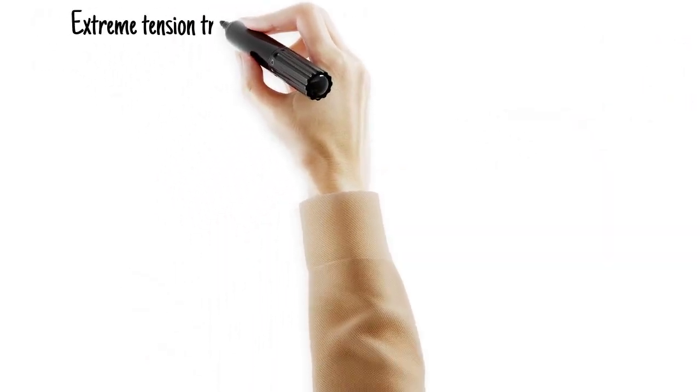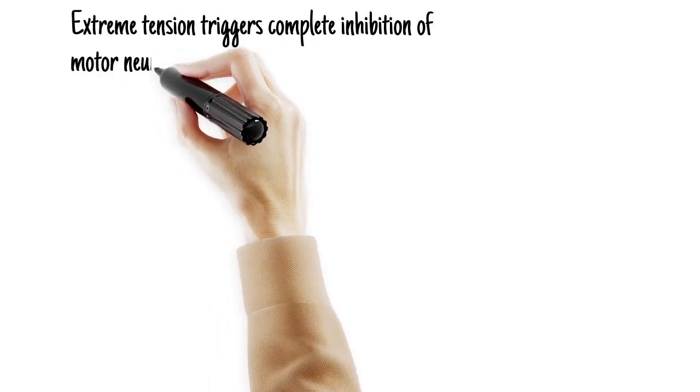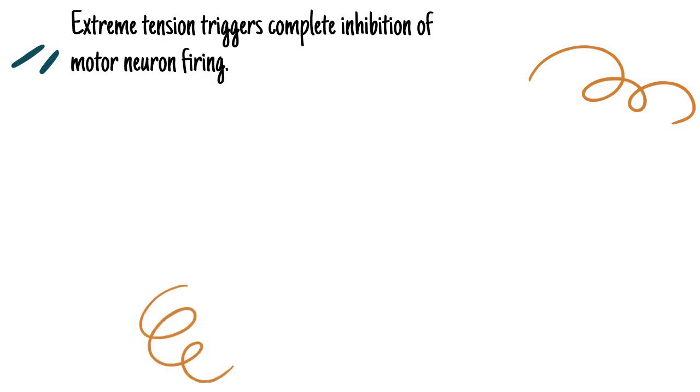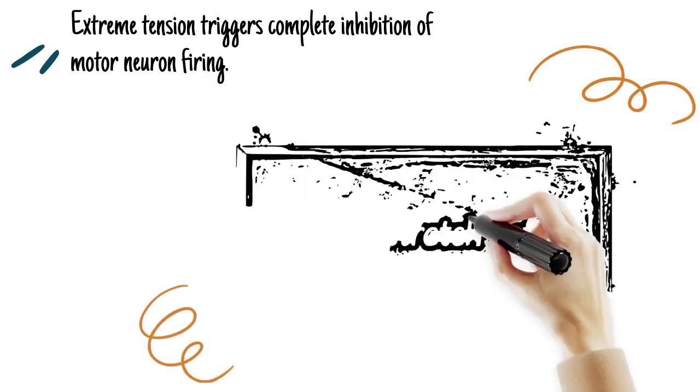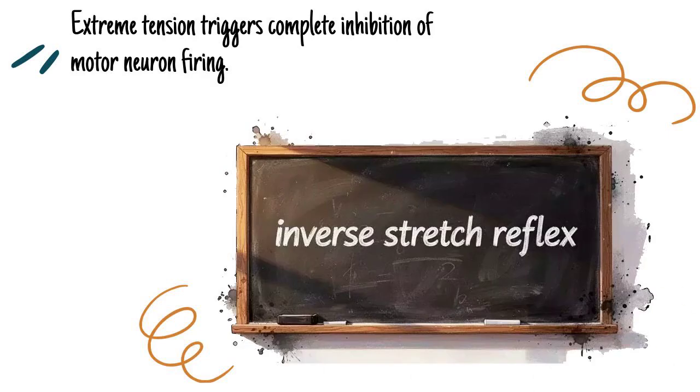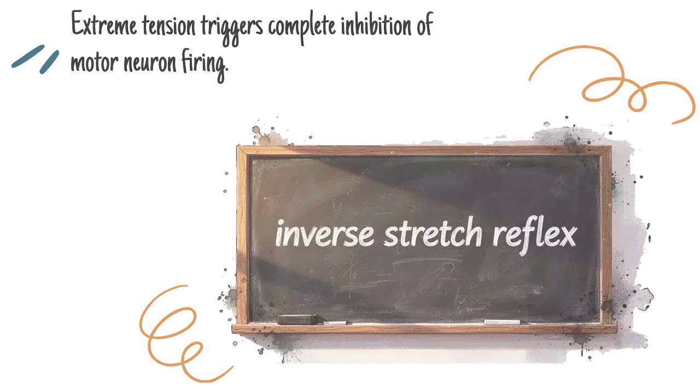With very strong stretch, the resulting hyperpolarization of the motor neuron can become so great that it stops firing entirely. This is precisely the inverse stretch reflex in action, a complete inhibitory override triggered by extreme tension.